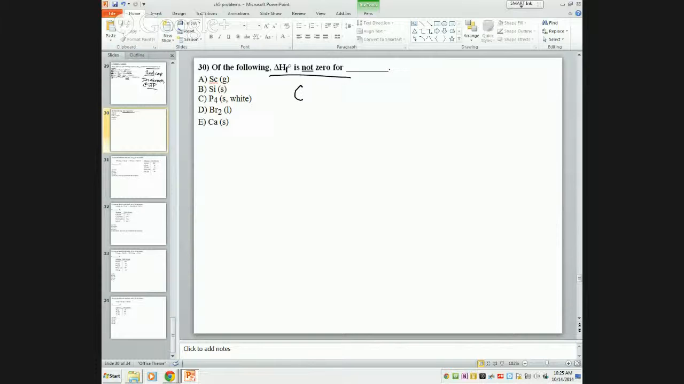All right, of the following, delta H formation is not 0. So if we could have a compound, that would not be 0, or an element not at standard state. So for example, Sc is a metal. So at standard conditions, almost all metals are solids. Right? We got mercury is a liquid, bromine's a liquid. The only thing that's not in its standard condition here is choice A. Silicon is a solid at standard condition. Phosphorus is a solid as well. Bromine is a liquid under standard conditions, and calcium is a solid. So all those things are elements at their standard conditions. So they should be 0.